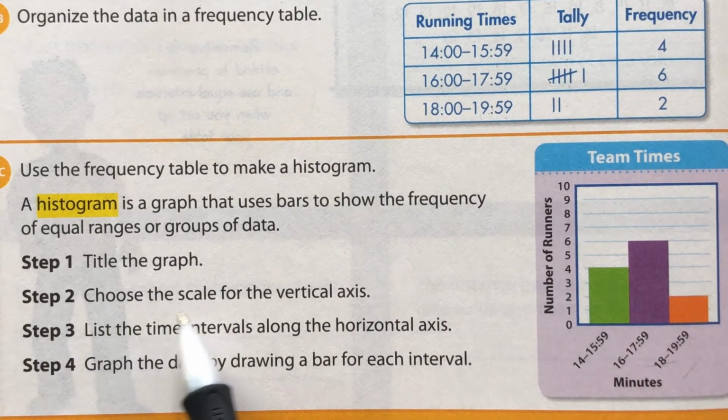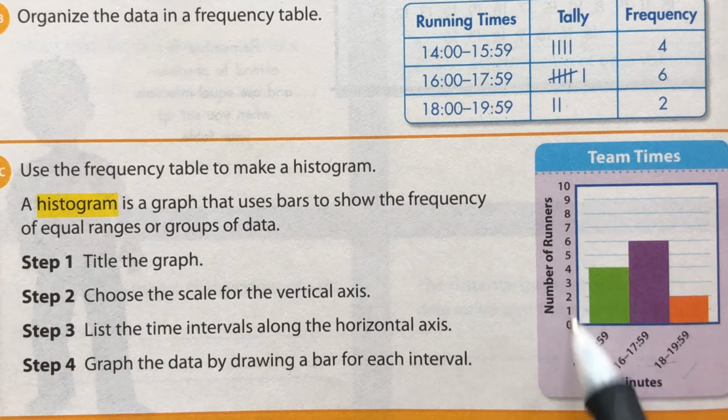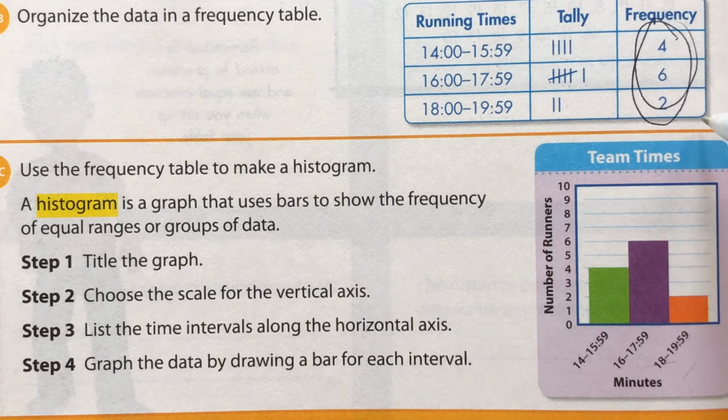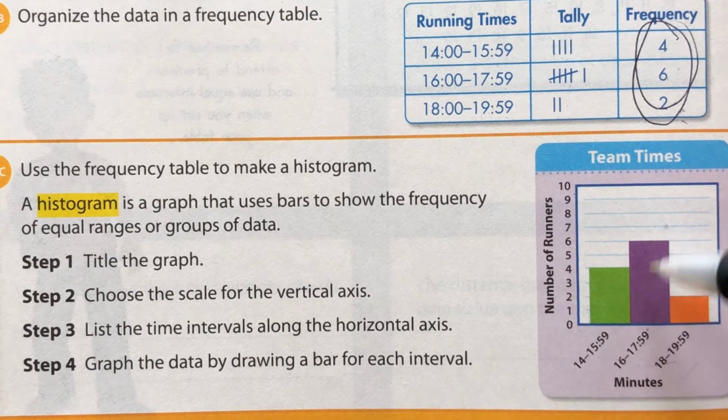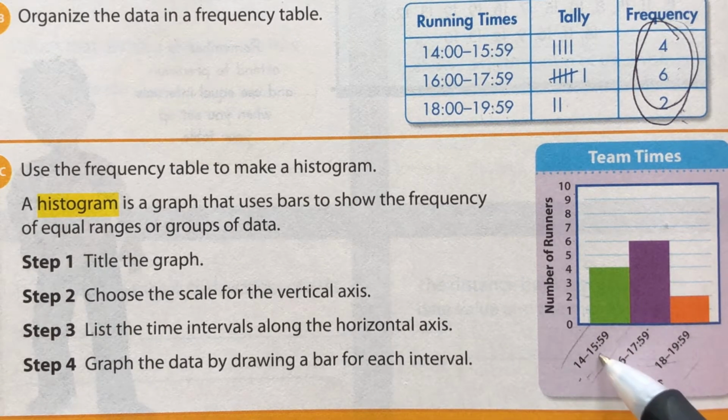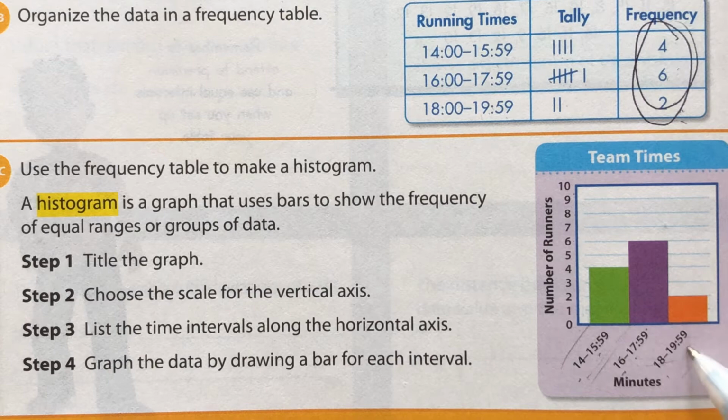The second step, choose the scale for the vertical axis. To choose it, you look at your frequencies. How far are your bars going to go up? Well, it's between 2 and 6, so we can just count by ones, and that's what they did. If it was between, let's say, 0 and 30, you may want to count by 2s, because that's how high your bars go up. Step 3, list the time intervals along the horizontal axis. Here is 14 minutes to 15 and 59 seconds, 16 to 17:59, and 18 to 19:59.